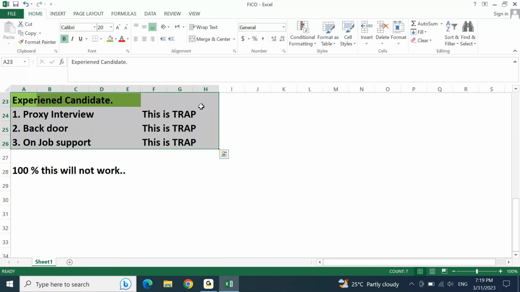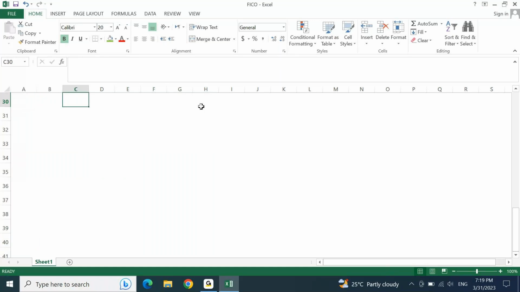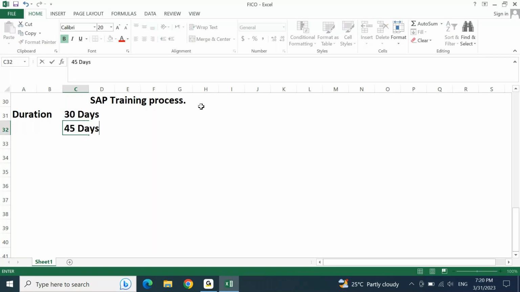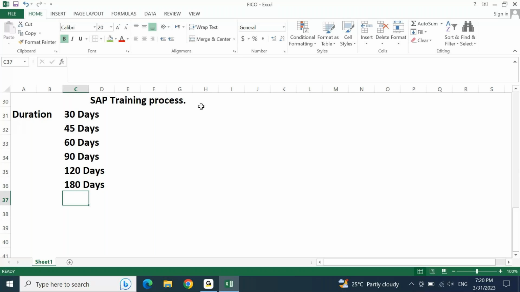Okay. Now, let's talk about the SAP training process. When we talk about the SAP training process, the first thing that should strike your mind is duration. What is the duration for learning SAP FICO? You can complete in 30 days, 45 days, 60 days, 90 days, 120 days, you can even complete in 180 days. Now, it depends on what your training requirement is.